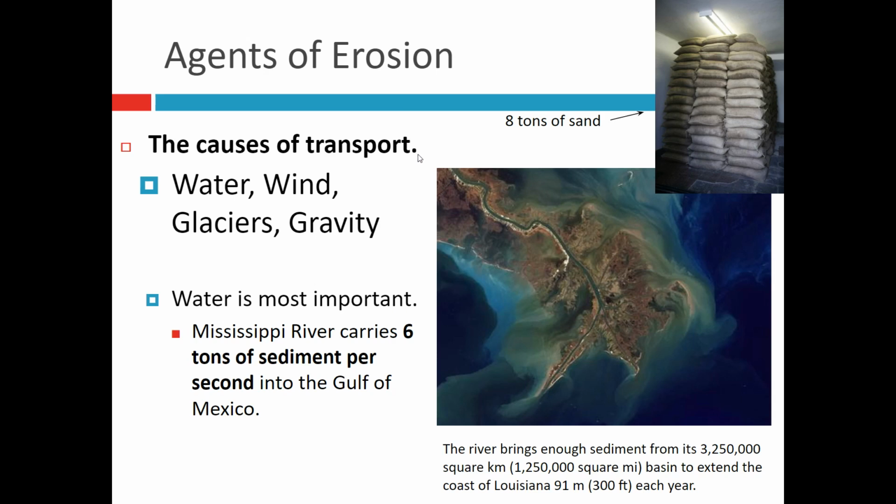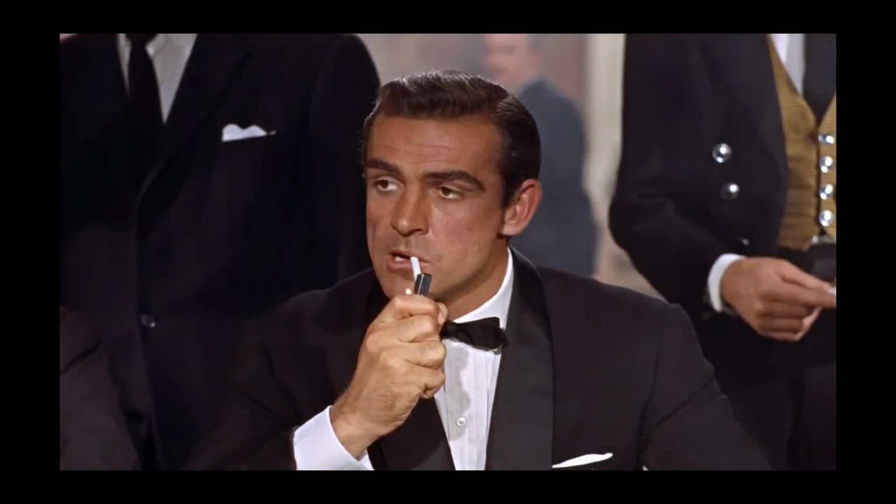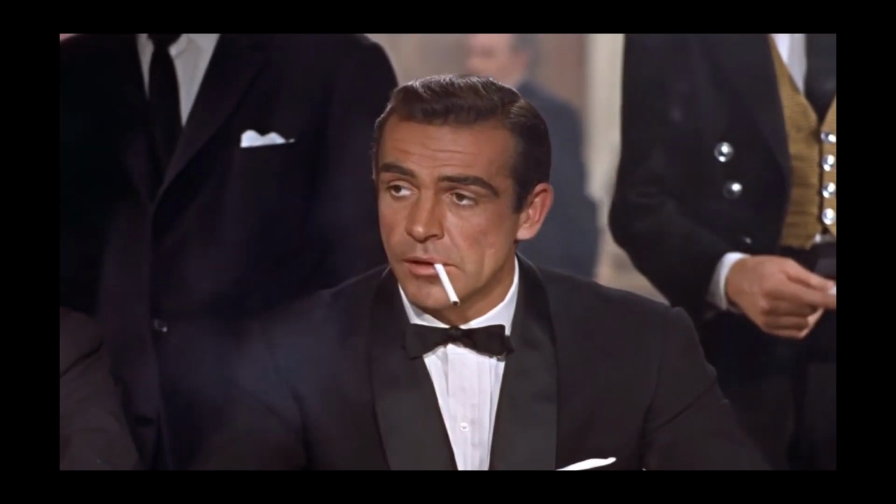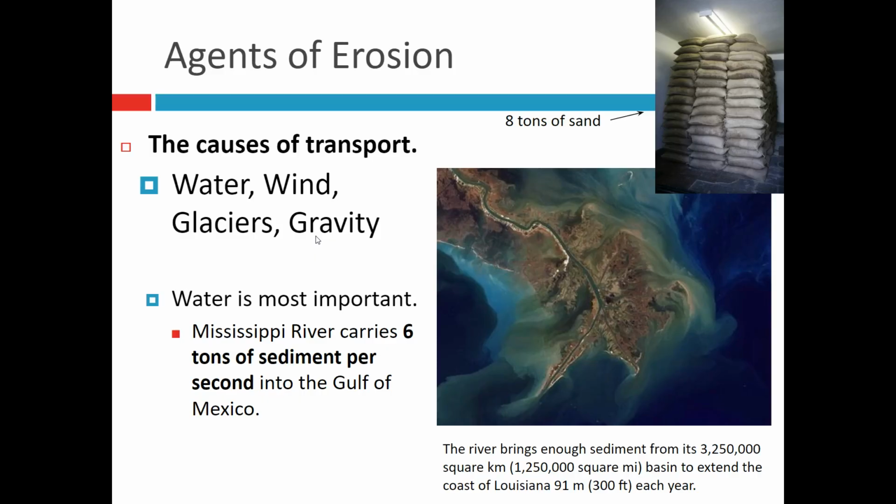Now, the causes of transport are often called the agents of erosion. The agents of erosion are water, wind, glaciers, and gravity. And it's kind of cool, it sounds like agents, like a secret agent. Bond. James Bond. Right?